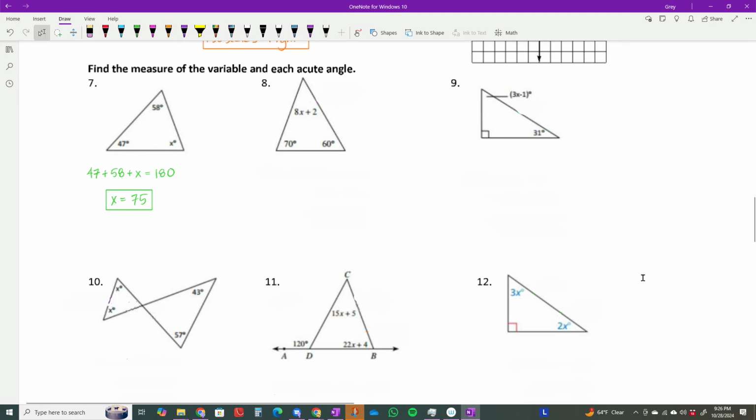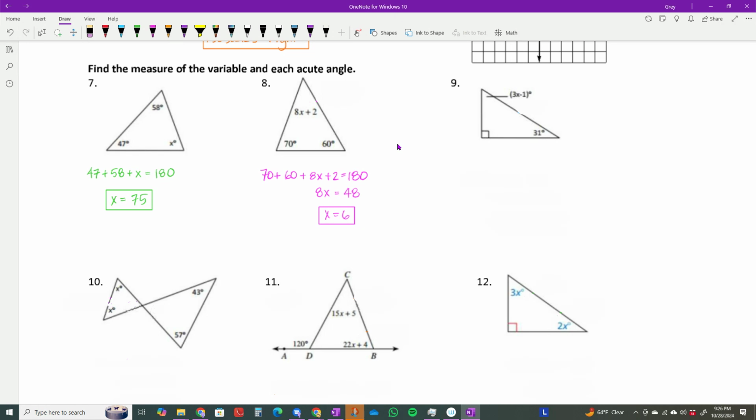Number 8. All right, so this one, I've got 70 plus 60 plus 8x plus 2. Those are all three of my angles. All three angles add up to 180. So 8x is equal to 180 minus 132, which is 48. Divide both sides by 8, and x equals 6.